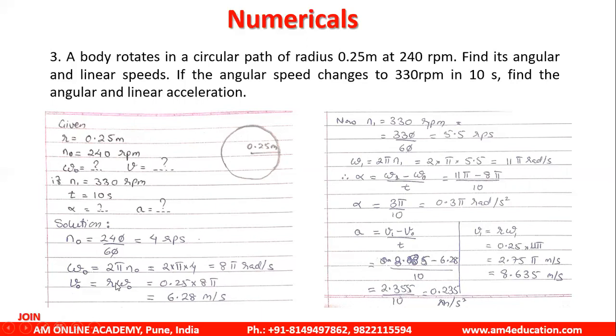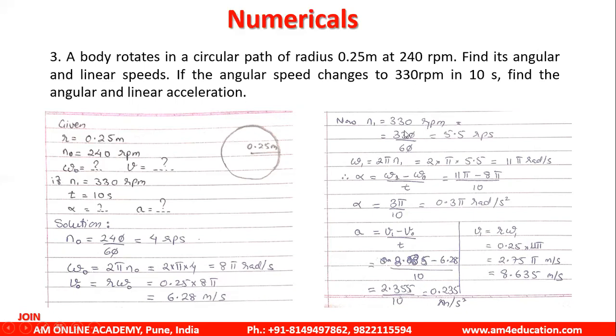V0 is equal to R omega 0, that is the linear speed. We have omega 0 as 8 pi. R is given in the problem as 0.25. So it will be 0.25 into 8 pi, that comes out to be 6.28 meters per second. Now the speed is changing from 240 RPM to 330 RPM.